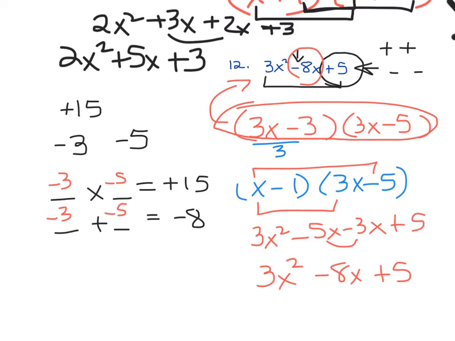Yes? How did you know that you had to multiply those two to get positive 15 and add them to get negative 8? That's always the process. So you always take the two ends, you always multiply them, and that's the number you're looking to get the factors of. And the factors you come up with have to always equal the middle. Okay. Always. Let's try another one.